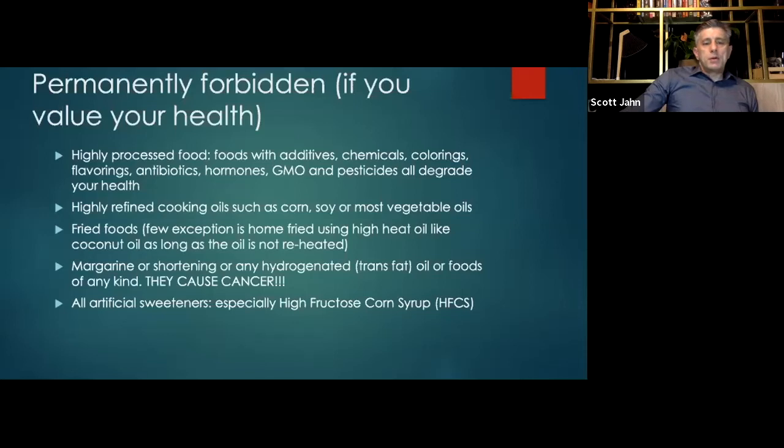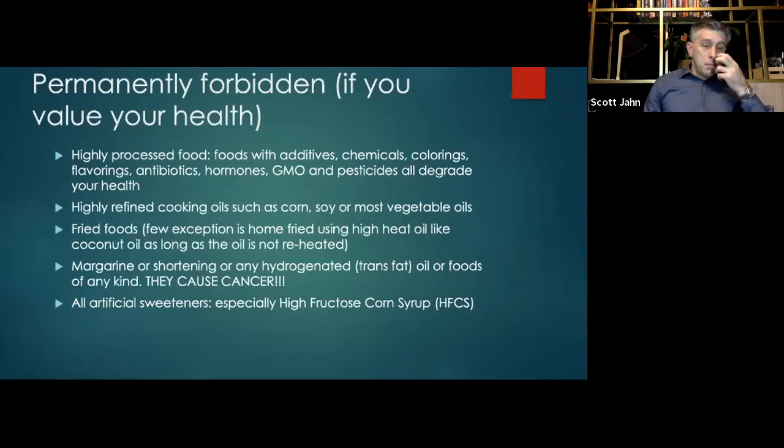Then highly refined cooking oils, such as corn, soy, and most vegetable oils, you want to stay away from. Fried foods in and of themselves are not terribly bad. The problem is, number one, they use cheap, inferior oil like a vegetable oil, because you have to use a lot of it, and higher quality oil is expensive. And number two, especially in a restaurant, they're not going to throw the oil out. So they're reheating it, and oil gets rancid. Now your food is getting fried in this rancid oil of inferior quality, and that's where the problem comes from.